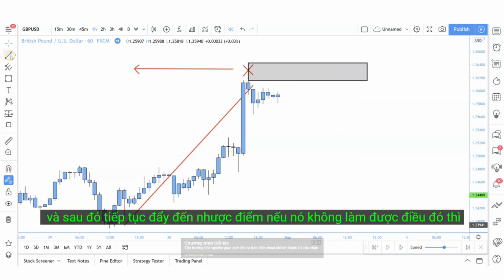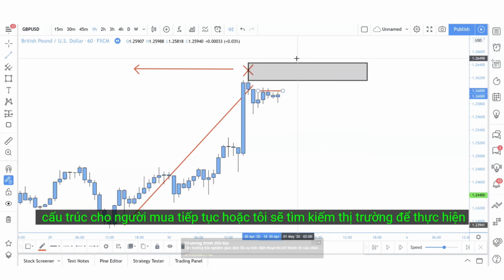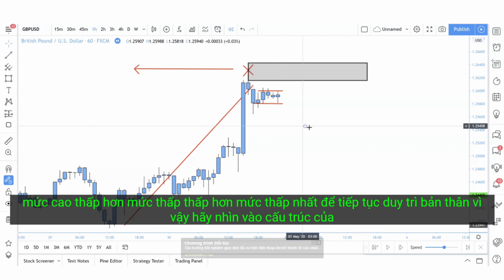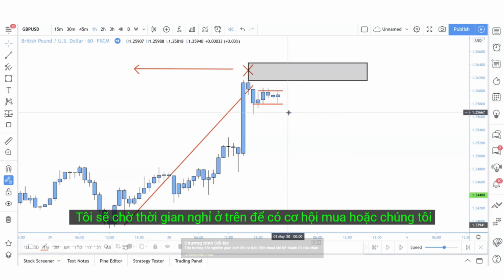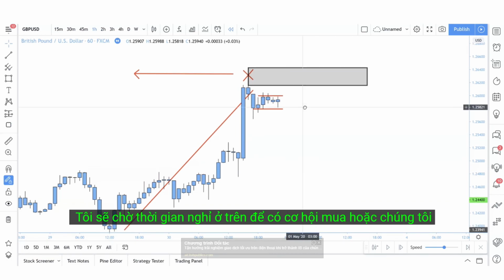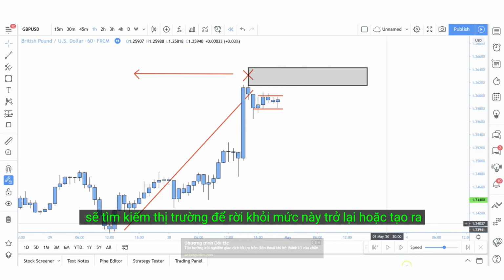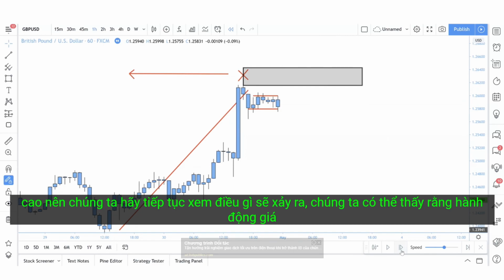If it doesn't do that, then what I'm going to be looking for is for the market either to break above this structure for continued buys, or I'm going to be looking for the market to make lower highs, lower lows for continued sells. So looking at the structure of this market, we are in a mini range here on the hourly time frame. So I'm going to be waiting for the break above for the buying opportunities, or we're going to be looking for the market to leave this level, come back, or create lower highs. So let's continue to see what happens.